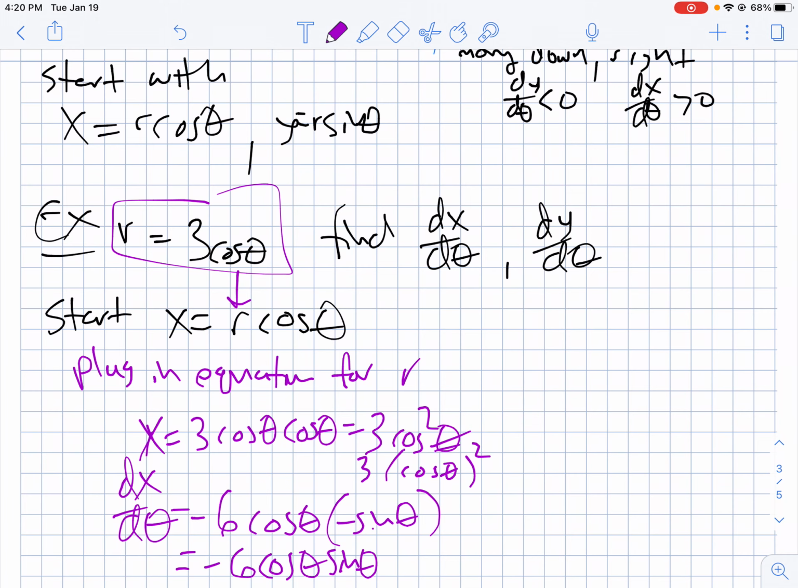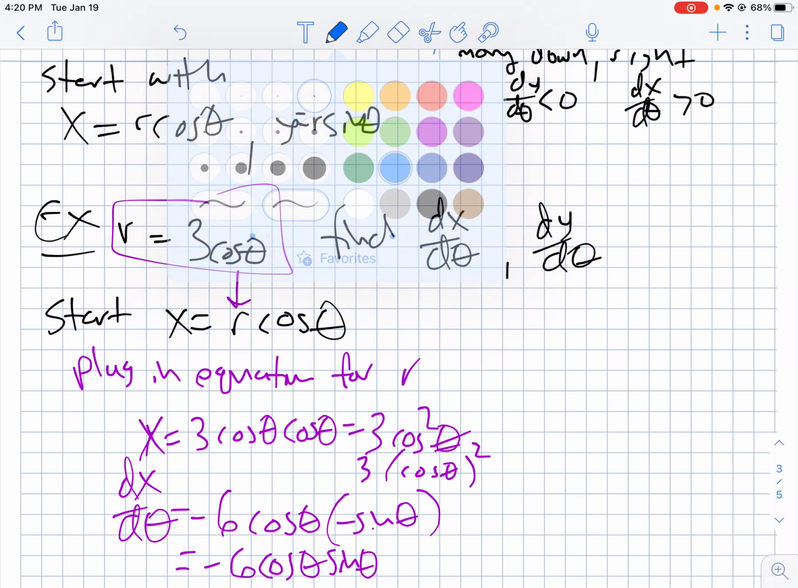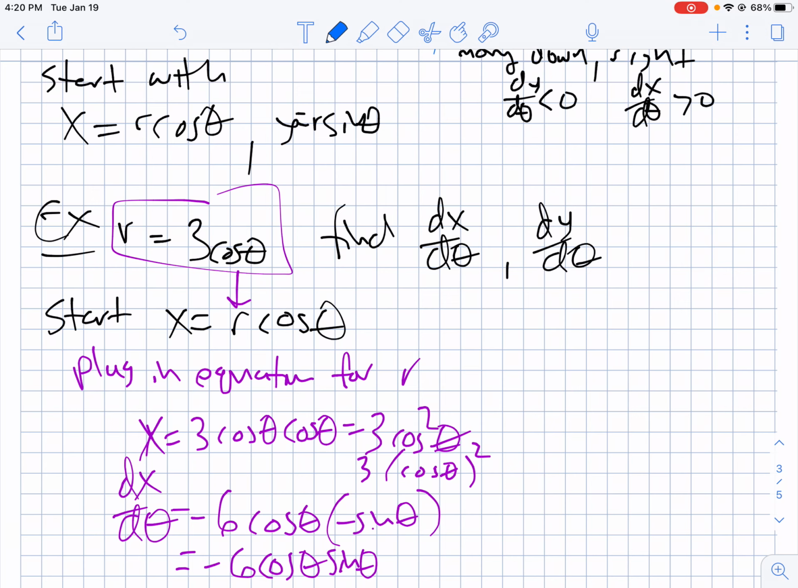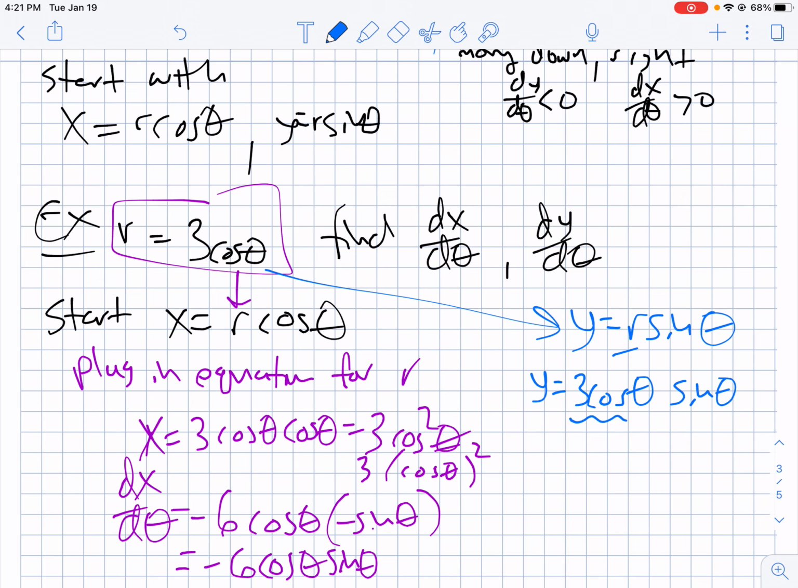Okay. Now, if you want to find the dy d theta, we're going to do the same thing. I'm going to start with the equation from yesterday, y is r sine theta, and then plug in for r. So y is 3 sine theta. Oh, geez, that's the wrong r. So y is 3 cosine theta times the sine theta. So I just plugged in for the r right there.